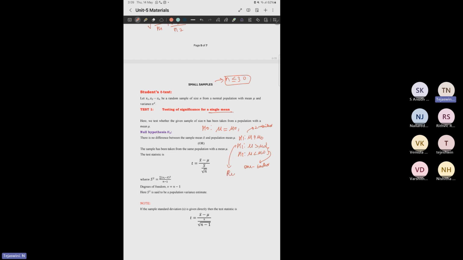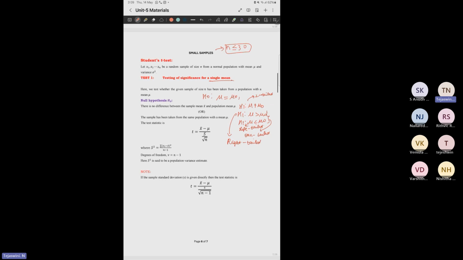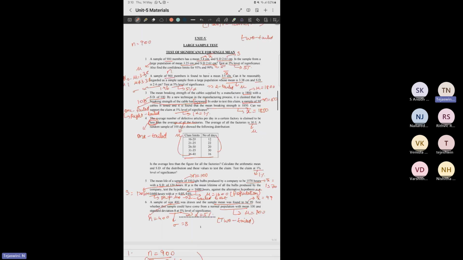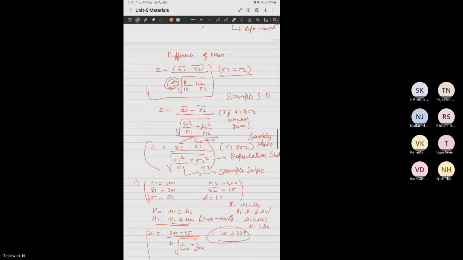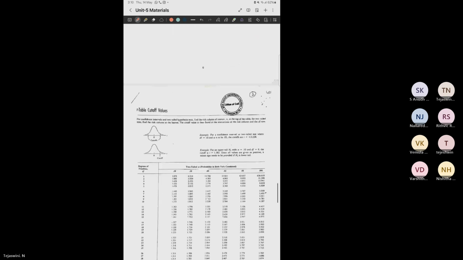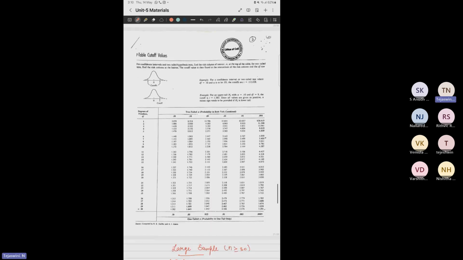This one will be right-tailed, and this will be left-tailed. Okay, so for small samples, we'll use the T table. We won't be using the normal distribution table, which we use for large samples. We'll be using the T table here, and the T table will be given to us in our exams.